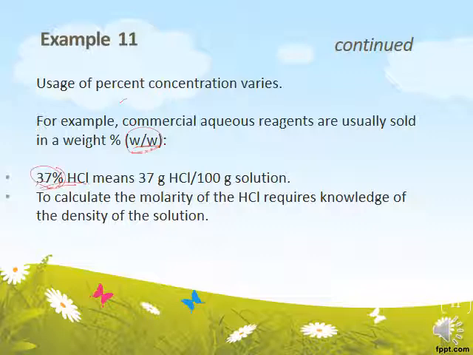And to convert that 37% to molarity, we need the information on density, like we solved example 9 and 10 just now. So we need to find the density of hydrochloric acid to find the molarity.